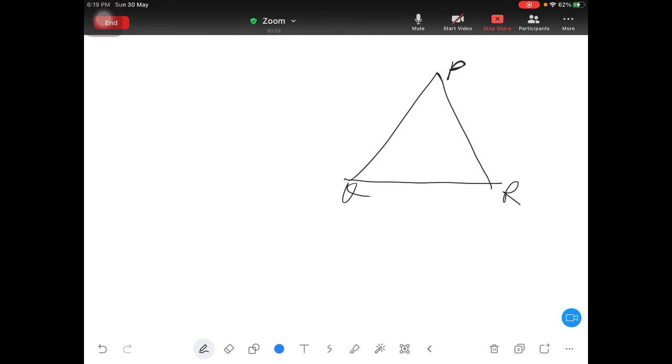In triangle PQR, the first property says that if you add any two sides, you add PQ and QR, then this must be greater than the third one. It means the addition of two sides must be greater than the third one. So this is one property.